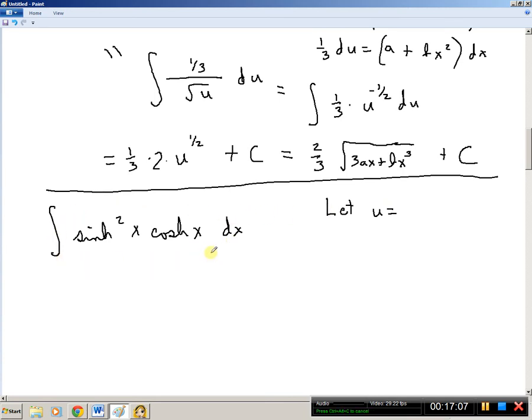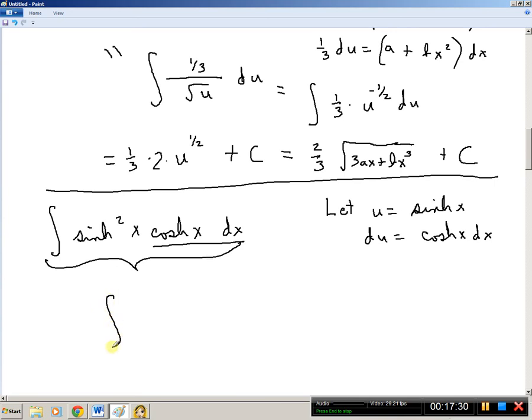It seems to me like if I let u equal sinh of x, then du is exactly all of that. So du is cosh x dx. And so this integral, this whole big ugly thing, turns into the antiderivative of sinh squared. Well, that's just u squared. And the rest of it is exactly du, which isn't too bad.